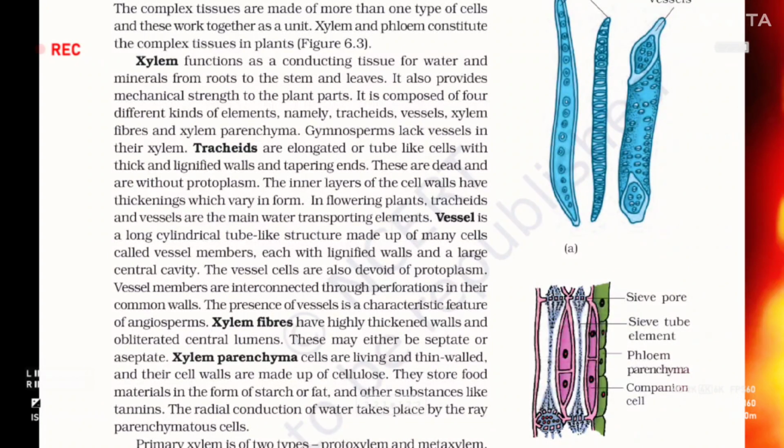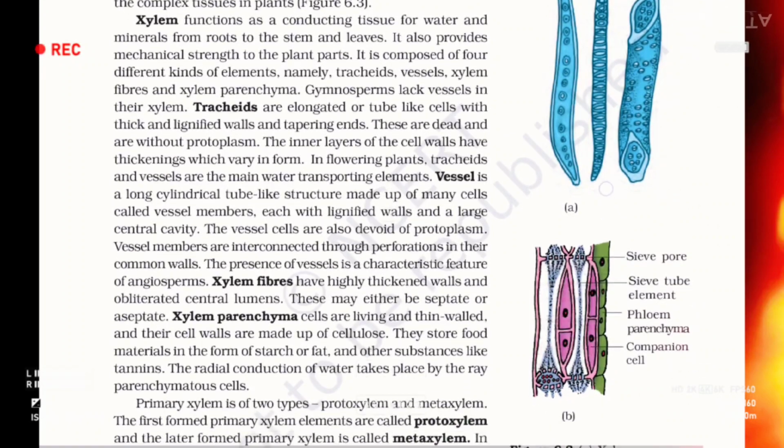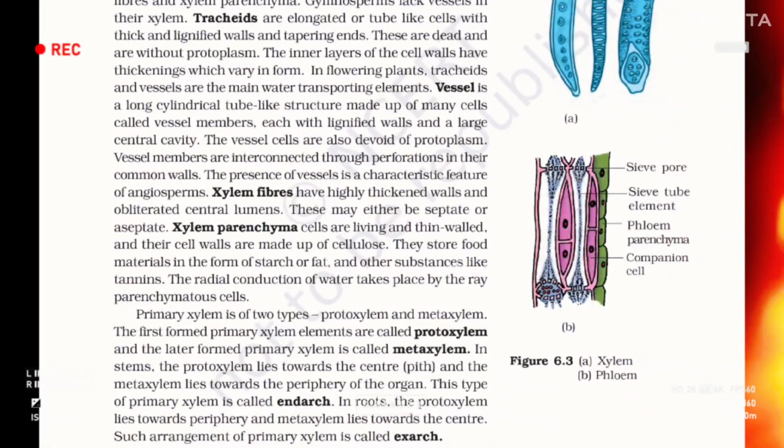Vessel is a long cylindrical tube-like structure made of many cells called vessel members, each with lignified walls and a large central cavity. The vessel cells are also devoid of protoplasm. Vessel members are interconnected through perforations in their common walls. The presence of vessels is the characteristic feature of angiosperms. Xylem fibers have highly thickened walls and an obliterated central lumen. These may either be septate or aseptate.